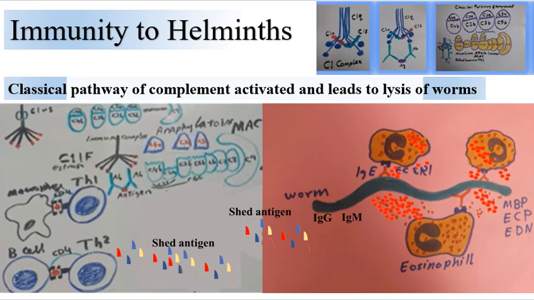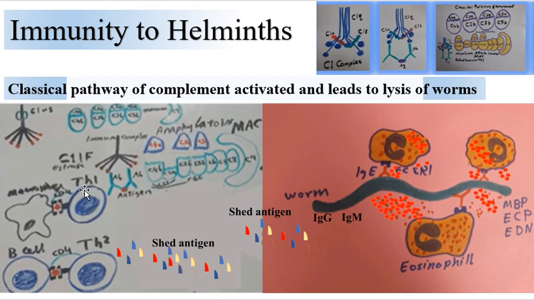And the classical pathway of the complement also takes part in immunity to helminths through its activation by antibodies, as can be seen here. These are shed antigens from the surface of the worm or of the helminths, and these antigens will be taken by the antigen presenting cell, as can be seen here. This is a macrophage and B cell, maybe dendritic cell. Then the processed antigen will be presented to T helper 1.